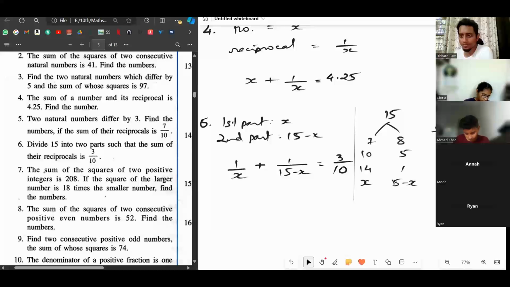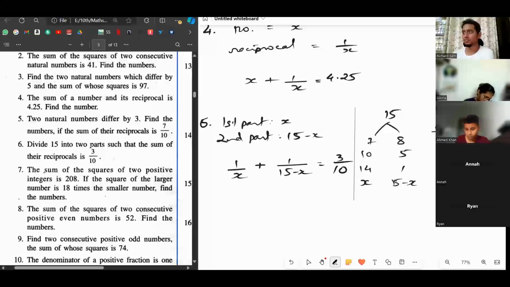Ahmed, what's your answer? So I found the quadratic equation. You got the quadratic equation. Okay, now you have to solve the quadratic equation and find the value of x. Anyone else got the quadratic equation? What is the quadratic equation?